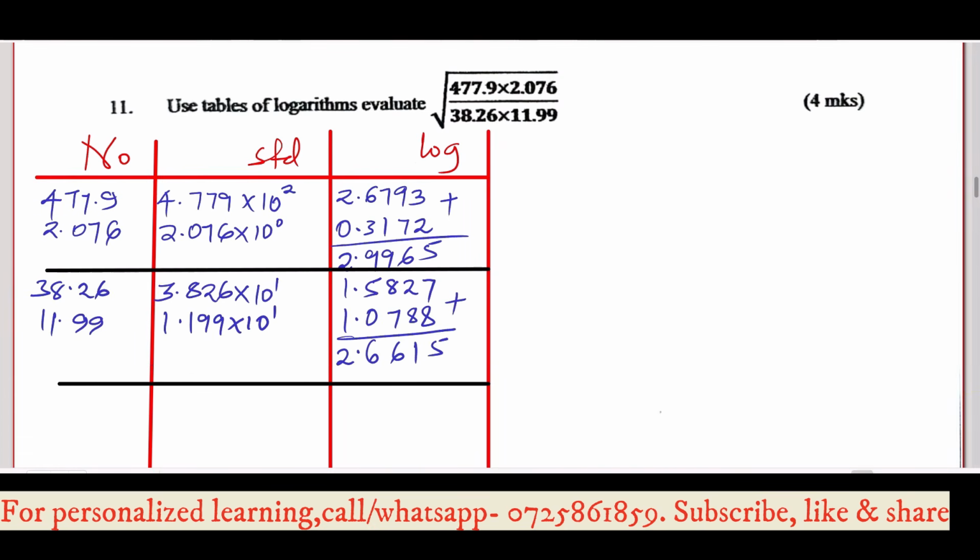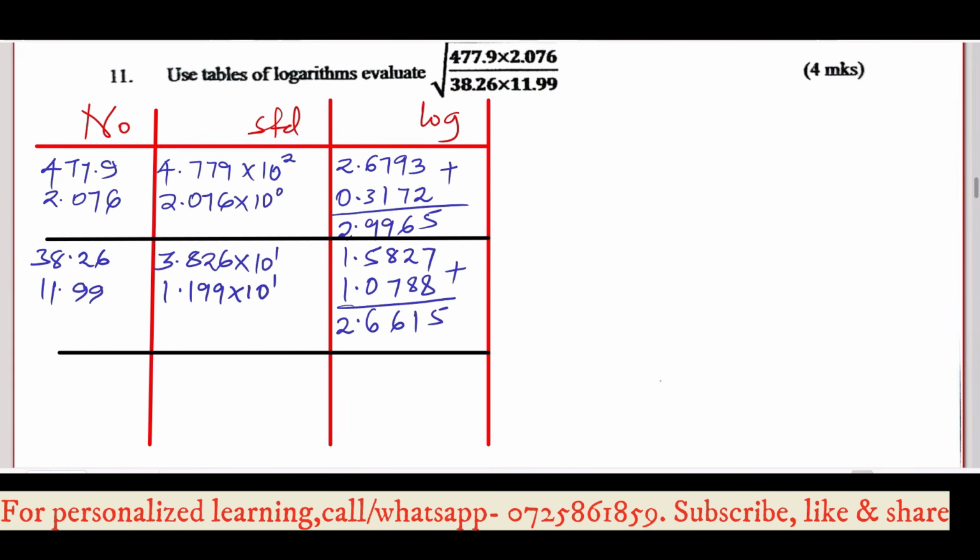So now the next thing that you're going to do is take the solution from the numerator, which is here, and the denominator is here. So we take the numerator, 2.9965. You're dividing the whole of that by the denominator, which is 2.6615. When you're dividing numbers, you subtract their logarithms. So this will be 0, this will be 5, this will be 3, this one will be 3, then this one will be 0. All right.